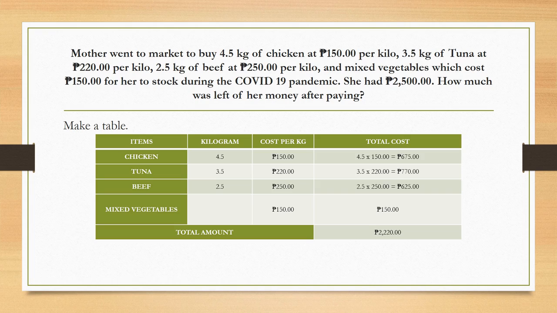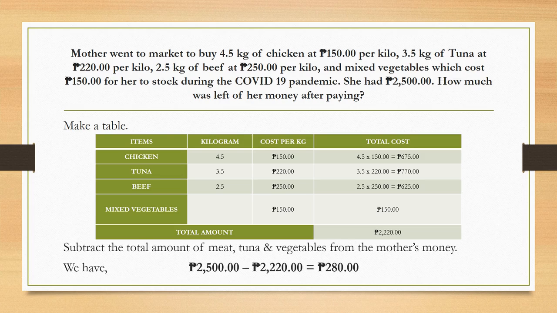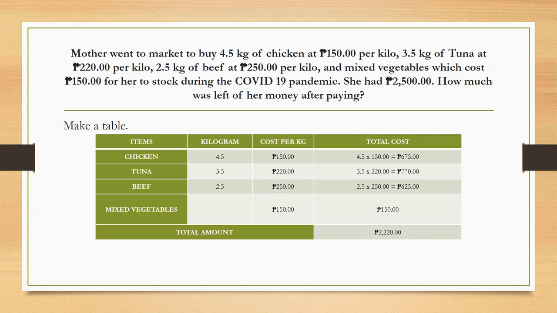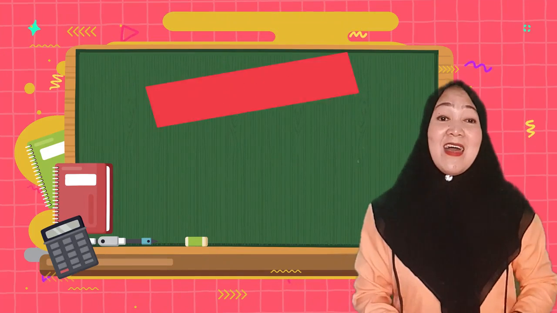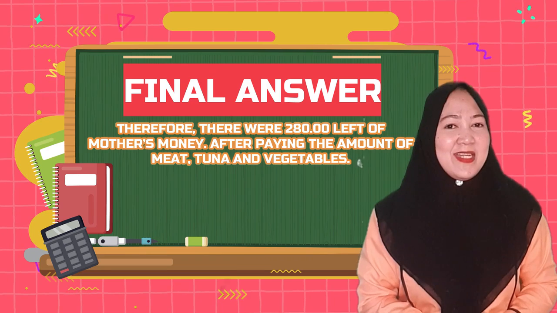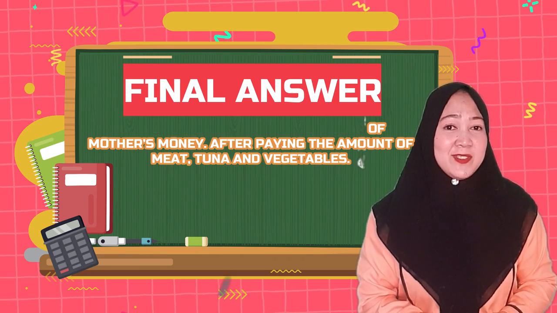Since we are asked on how much was left of mother's money after paying, then we are going to subtract the total amount of meat, tuna, and vegetables from the mother's money, which is 2,500 pesos. Then we have 2,500 pesos minus 2,220 pesos is equal to 280 pesos. Therefore, there were 280 pesos left of mother's money after buying meat, tuna, and vegetables.